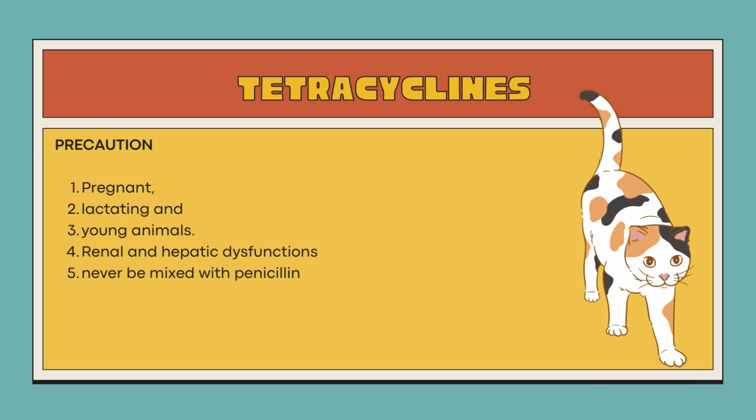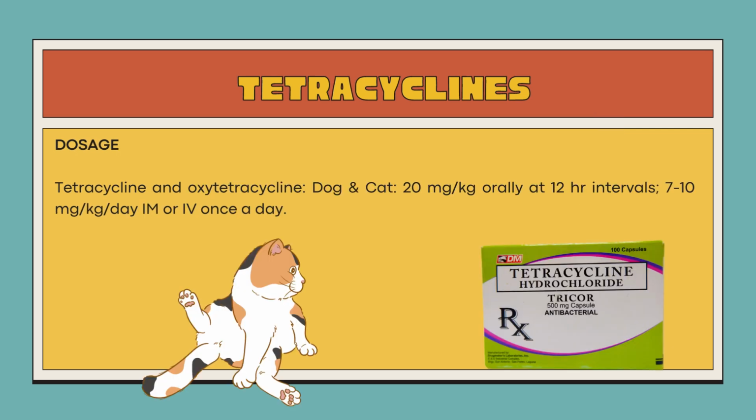Next, in this slide, we have the precautions while using tetracyclines. It is contraindicated in pregnant, lactating, and young animals. Must be cautiously used in animals with renal and hepatic dysfunctions. Injectable tetracyclines should never be mixed with penicillin. For the dosage of tetracycline and oxytetracycline, dogs and cats should be administered 20 mg per kilogram orally at 12-hour intervals and 7 to 10 mg per kilogram a day intramuscularly or intravenously once a day.